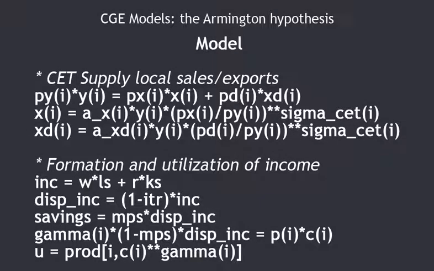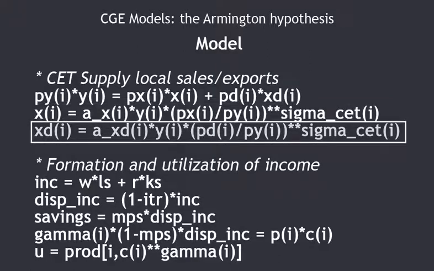Then you have a block which describes the CET concerning the supply between local sales and exports. So first, the total value of production at sales price is equal to the total value of exports plus the total value of domestic sales. And then you have an equation determining the exports in volume and then the domestic sales in volume.